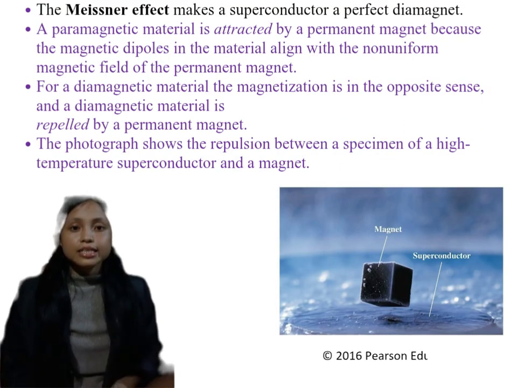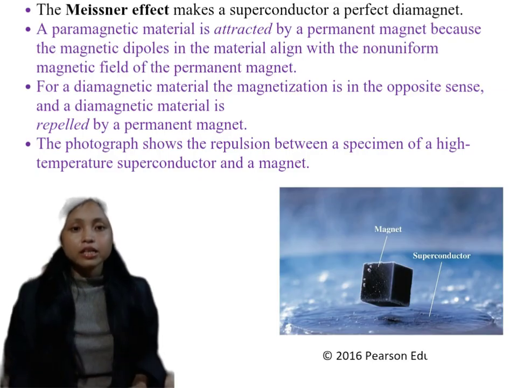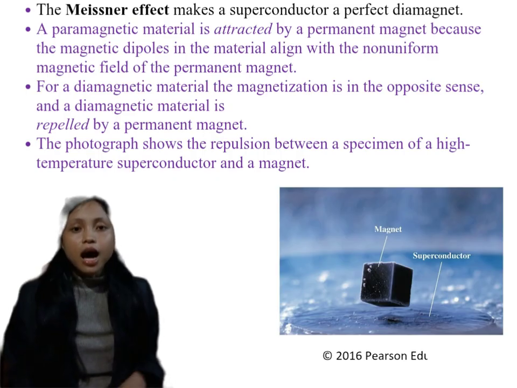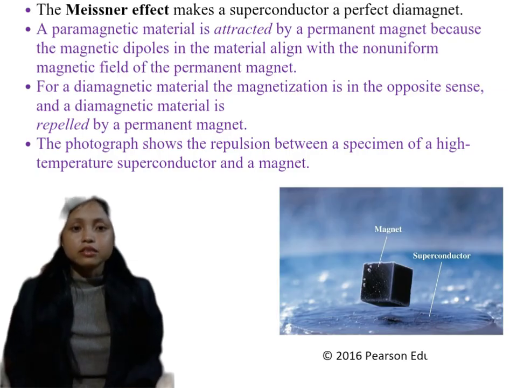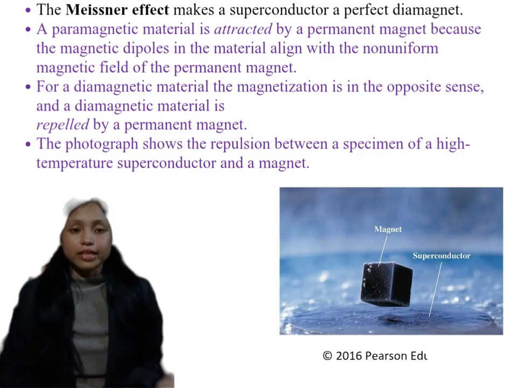Now, this slide explains how the Meissner effect leads to superconductor levitation. The first key idea here is that the Meissner effect makes a superconductor a perfect diamagnet. A diamagnetic material is one that creates a magnetic field opposite to an applied magnetic field. To understand this better, let us briefly compare different types of magnetic behavior. A paramagnetic material is attracted to a magnet.